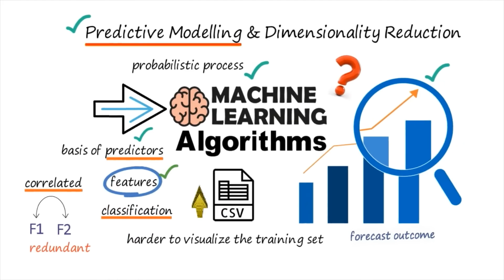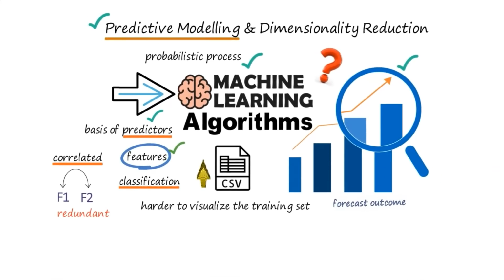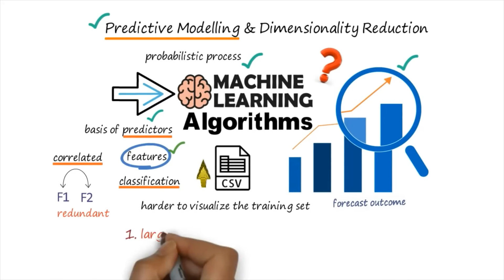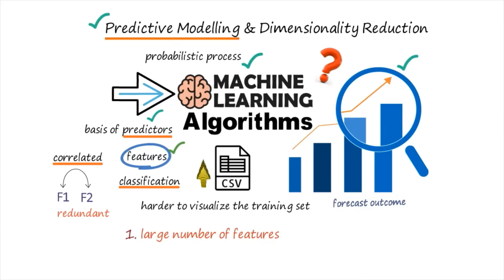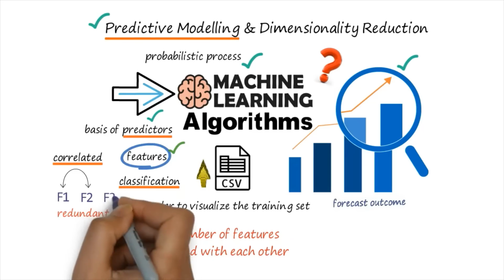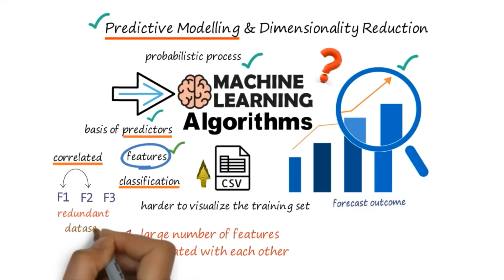Now, whenever you are using features, there will be two problems. First, in some situations, we may have a large number of features. A large number of features means they are very difficult to visualize and very difficult to understand. And the second problem is that features are correlated with each other. Considering all the correlated features will create a redundant data set.